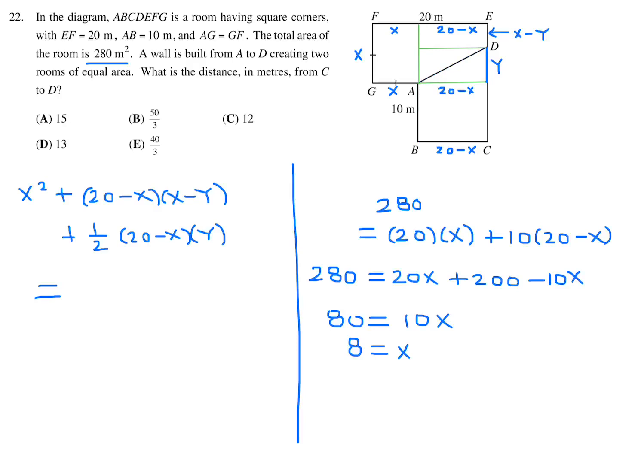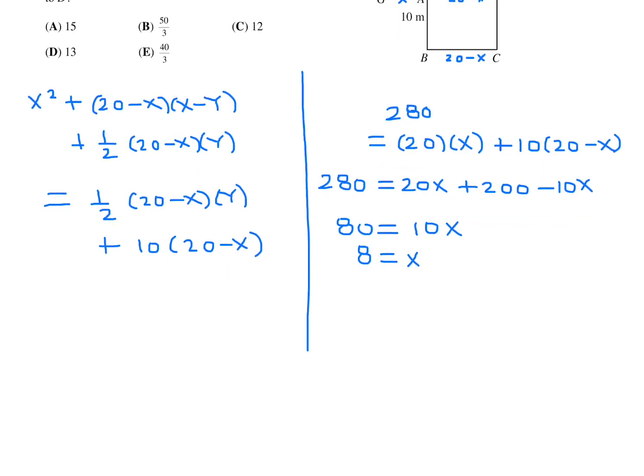That looks like this triangle in here, which is 1/2 base times height. So the base is 20 minus x, and the height is y, plus this shape right here, and that is 10 times 20 minus x. Okay, so that's our equation, and let's work with that.